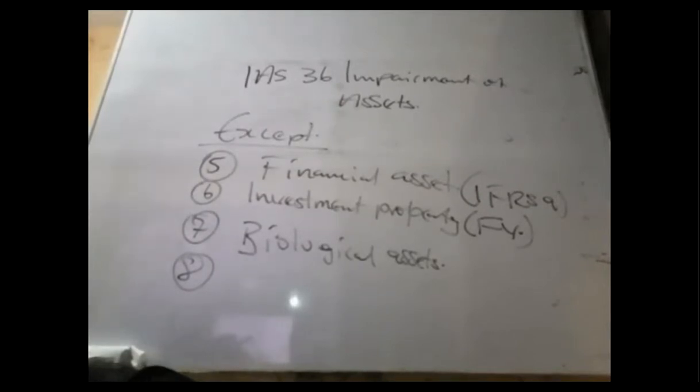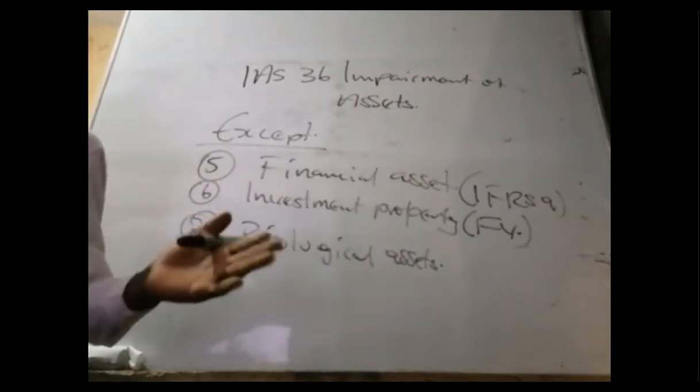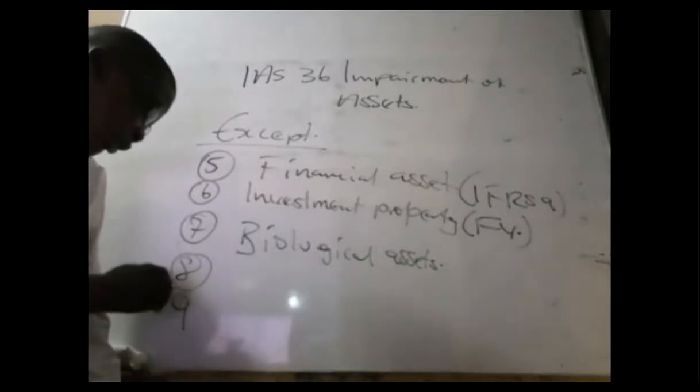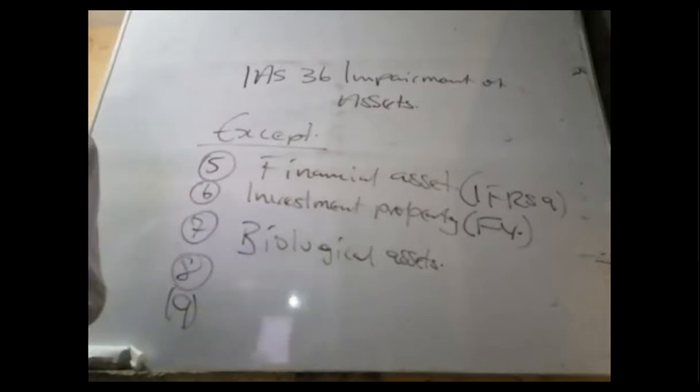Then the non-current assets classified as held for sale. So held for sale, we don't impair, or any written down value will not be accounted for as impairment. Okay, so basically these are some few exceptions to that of the impairment. So take notes. The ninth one is what? Non-current asset held for sale or disposal. That is IFRS 5. So take notes.